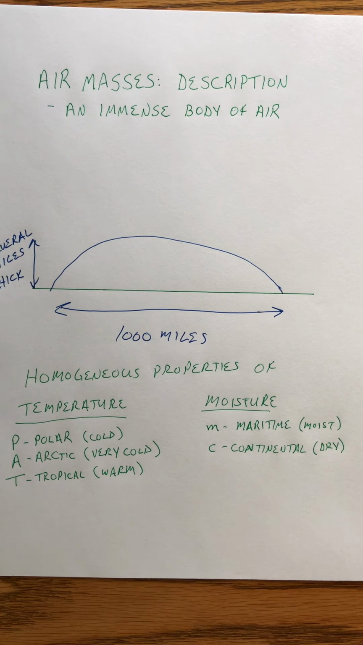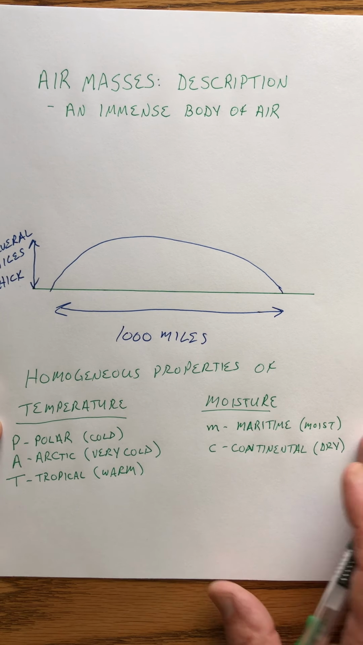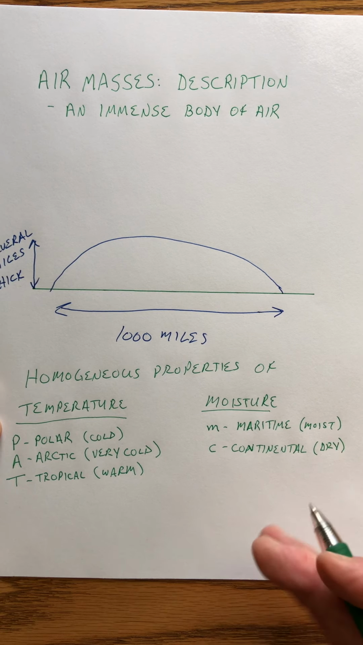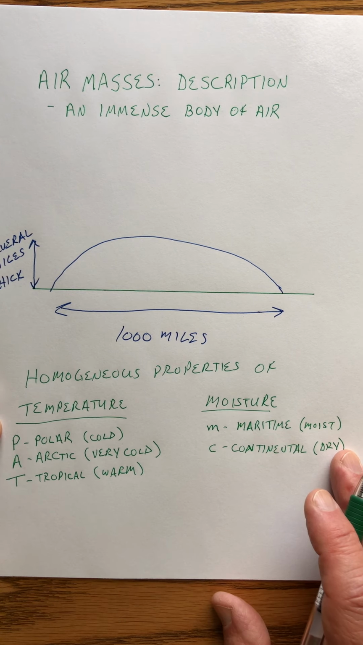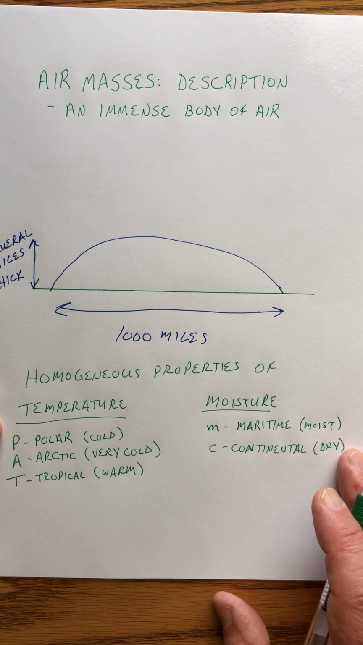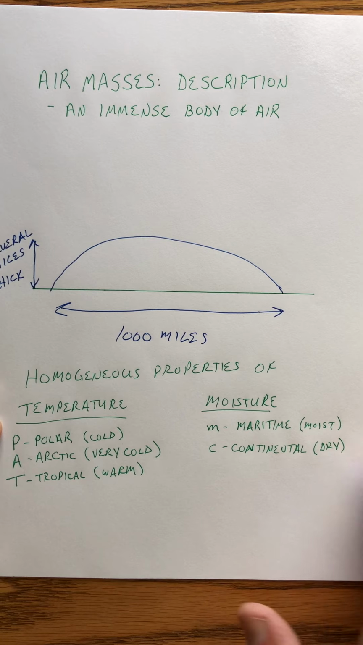They're going to have properties of temperature and moisture, and you can mix or match these air masses. And so in the next video that I'm going to show you, we're going to mix and match these temperature and moisture characteristics and show you the source regions where these air masses are kind of born based on their homogeneous properties of temperature and moisture. All right, that's coming up next.